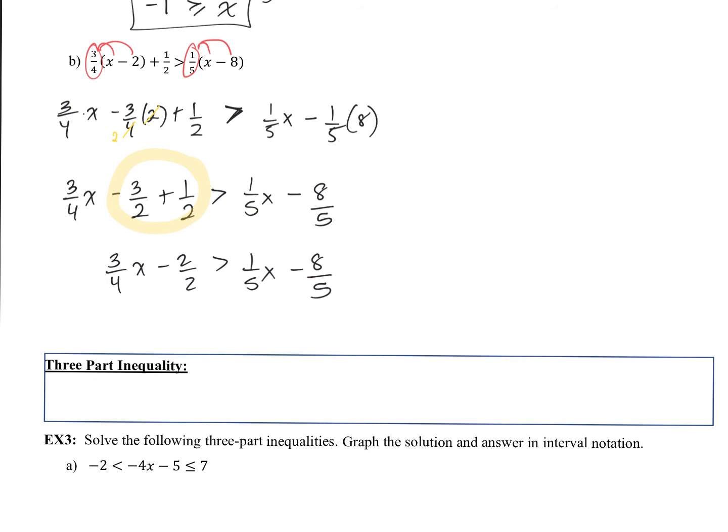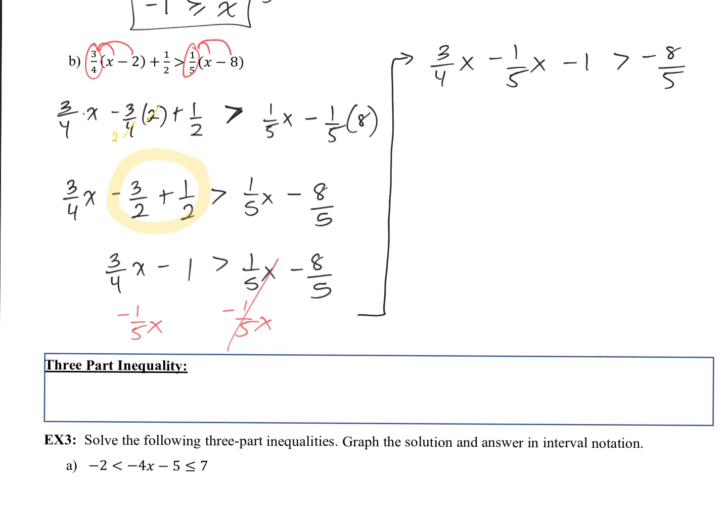Okay. Well, both sides are almost simplified. Actually, I can rewrite the 2 over 2 as 1. So I'm going to go ahead and replace the 2 over 2 with 1. So now let's go ahead and get the x's on one side. So I'll go ahead and minus the 1 fifth x, minus the 1 fifth x. Ooh, this problem is definitely a little harder. So I'm going to go ahead and use my arrow to indicate where I've gone with my work. So I have 3 over 4x minus 1 over 5x minus 1 greater than negative 8 over 5.